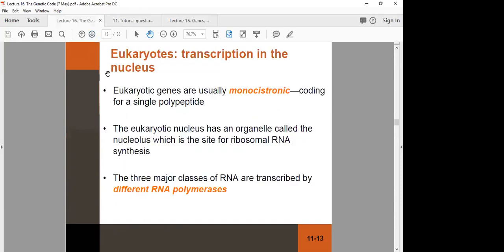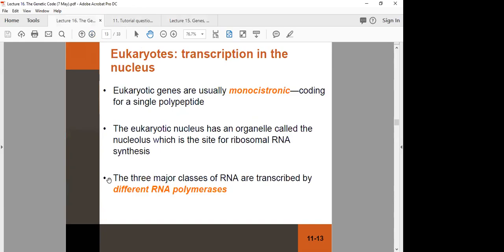Okay, what about transcription in eukaryotes? Eukaryotic genes are usually monocistronic, which means that each RNA molecule that's transcribed will hold the code only for a single polypeptide. The eukaryotic nucleus contains a dark staining region, often referred to as an organelle, called the nucleolus. And this is the site where one type of RNA molecule is synthesized in great numbers. That is the ribosomal RNA. Again, I'll come back to that later.